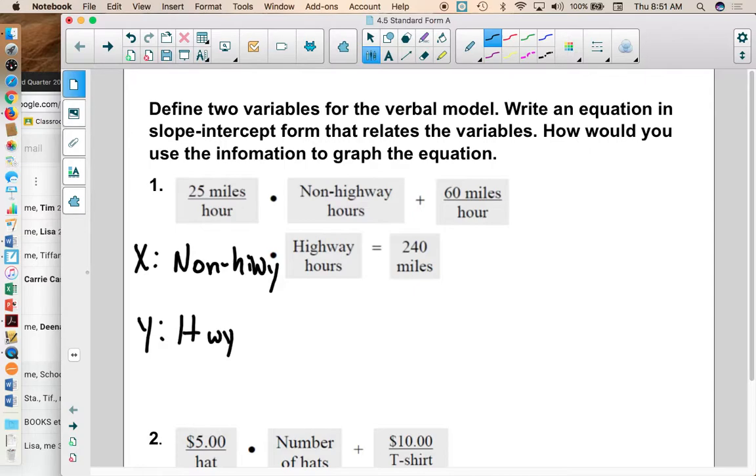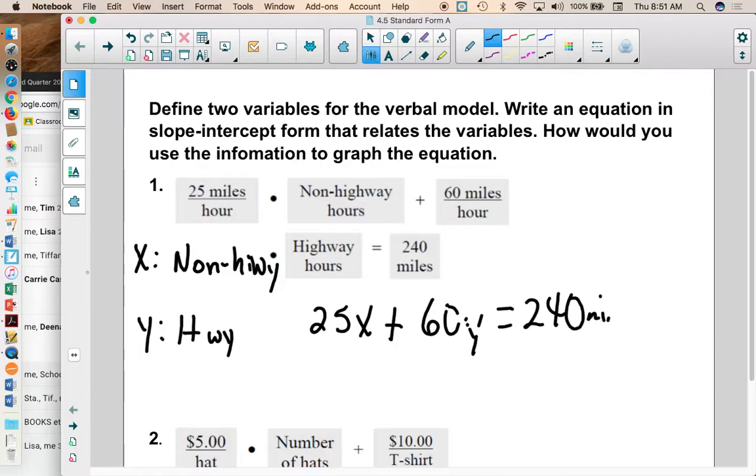Well, the equation is simply 25x plus 60y equals 240 miles. Okay? Given that information, how would you use that information to be able to graph the equation?